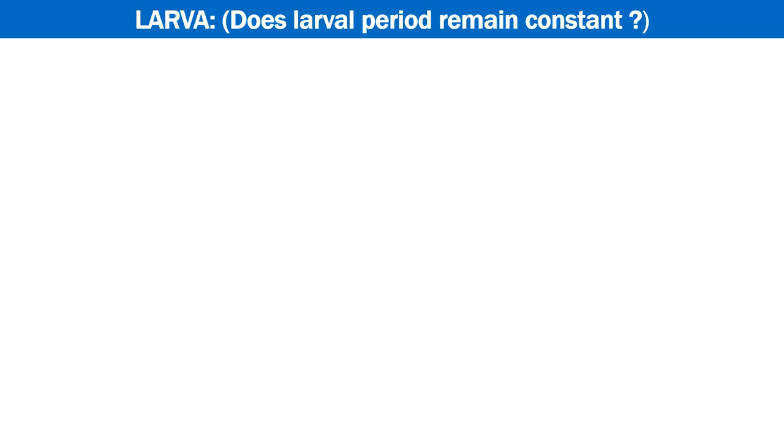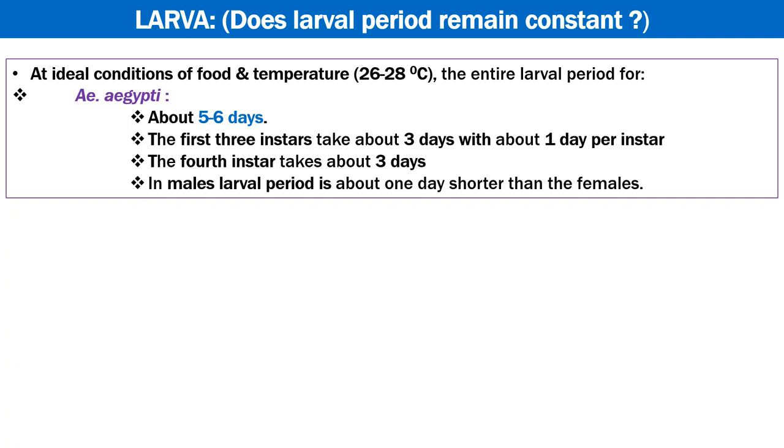Now, how many days does a larva take from the time of hatching up to pupa formation? Does the larval period remain constant throughout the year? Let us have some examples. At ideal conditions of food and temperature, the entire larval period for Aedes aegypti is about 5 to 6 days. The first 3 instars take about 3 days, with about 1 day per instar. The 4th instar takes about 3 days. In males, the larval period is about 1 day shorter than in females.